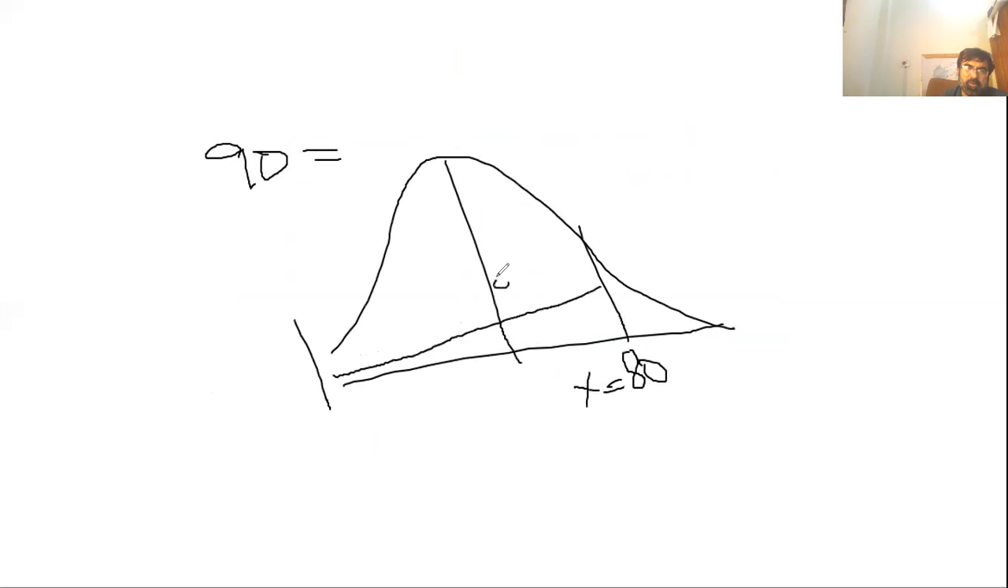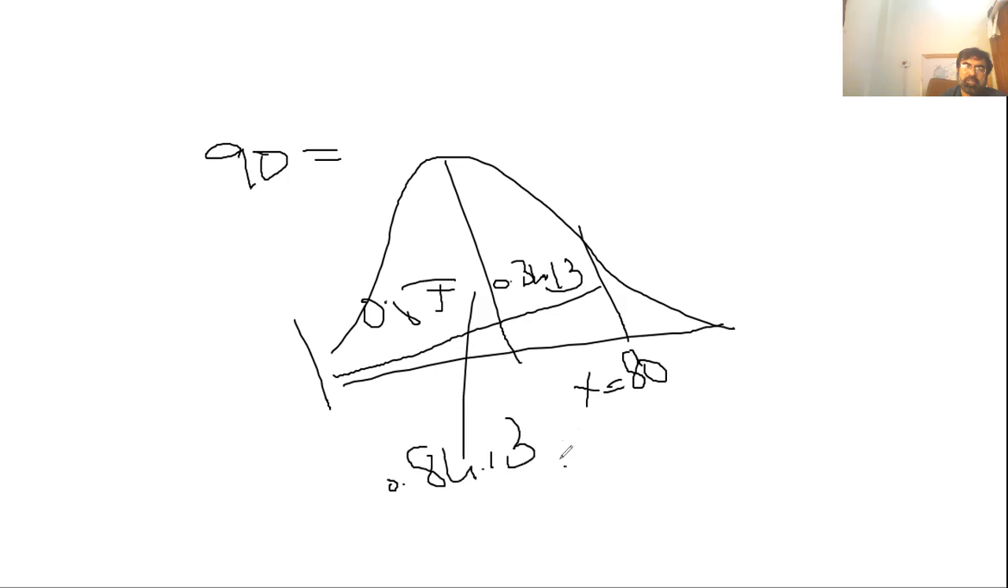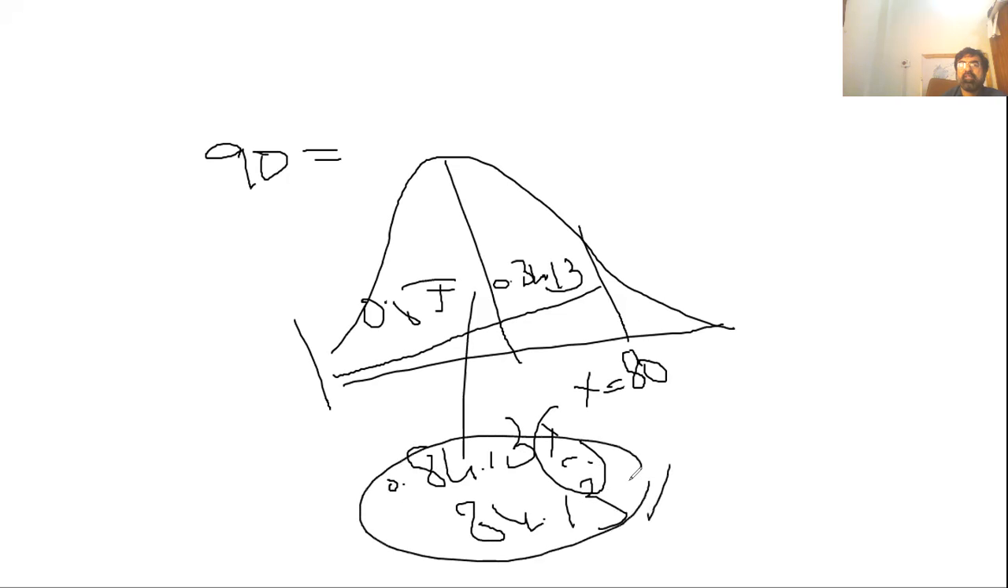So that becomes 0.3413 plus 0.5, and that will become 0.8413. And if you convert into percentage, if you multiply with 100, that will become 84.13% of the students will get at most 80. That is, at most 80 means 80 and below marks.